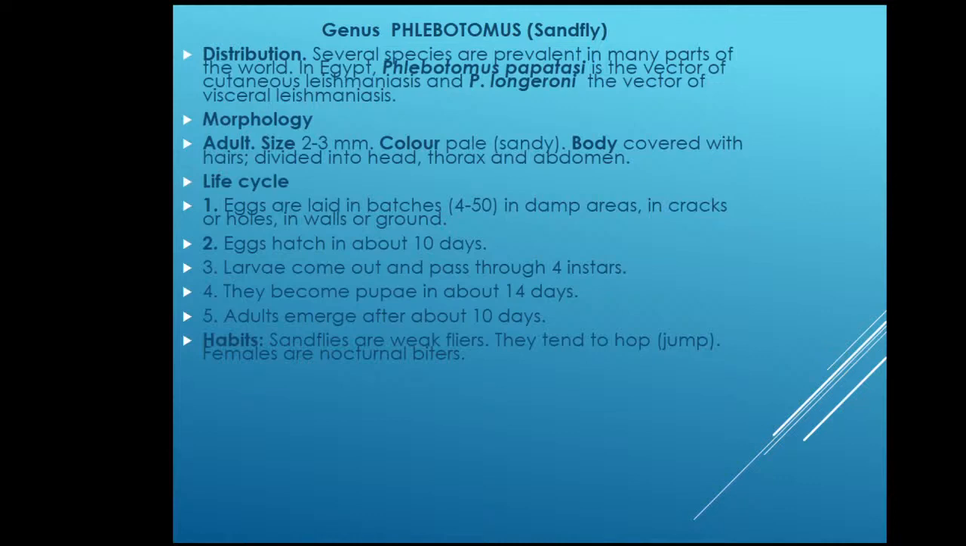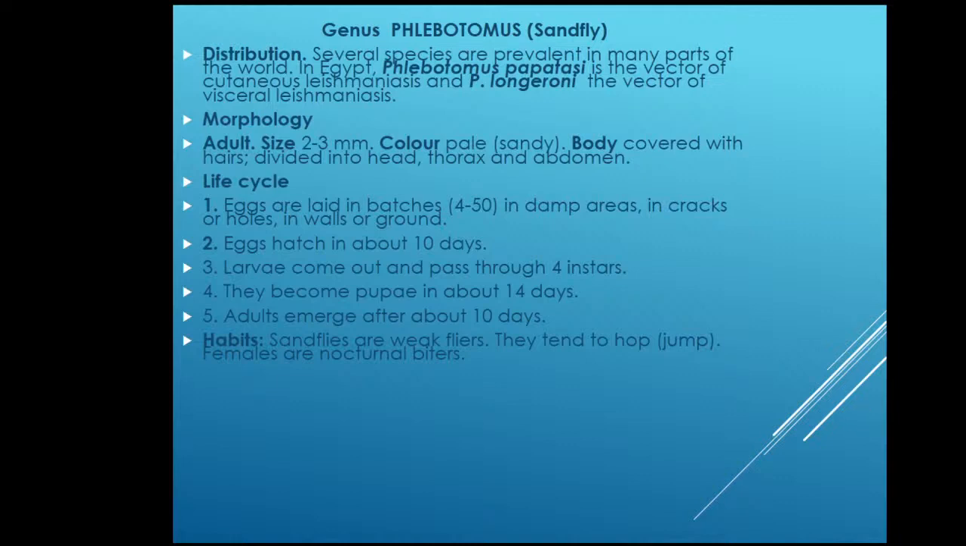The body is covered with hairs and divided into head, thorax, and abdomen. On the thorax, there are 3 pairs of appendages and 1 pair of wings. For sandflies, indirect development with complete metamorphosis is characteristic. So each has 4 stages in the life cycle: egg, larva, pupa, and adult.